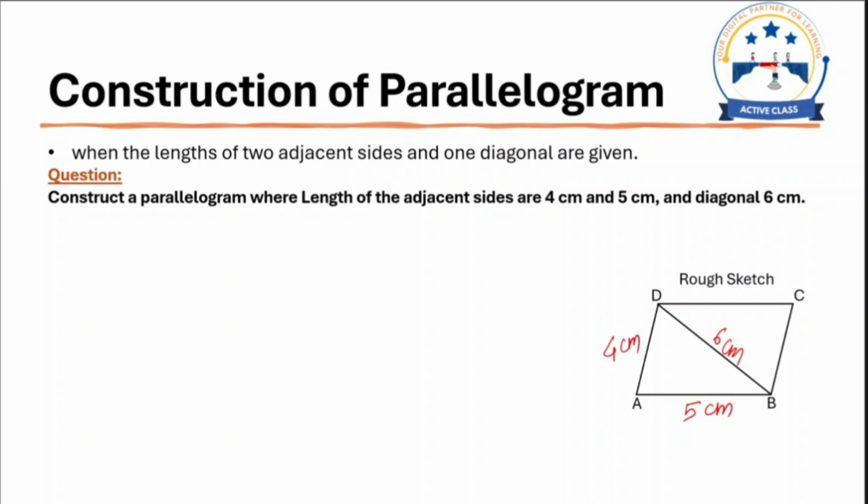Let's start the solution. First, we write the given information. My given information is: in parallelogram ABCD, side AB equals 5 centimeters, AD 4 centimeters, and BD, which is the diagonal, 6 centimeters.